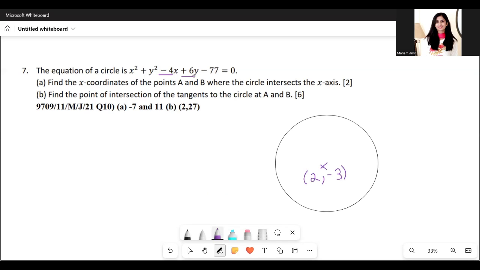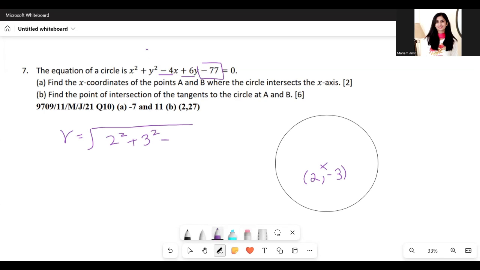That is the center. And for the radius, the formula is that you square both these coordinates that you just got, 2 squared plus -3 whole squared, which is still 3 squared, minus the constant in the question. The constant is -77. So minus -77. This comes out to be square root of 90. Okay, that's the radius.